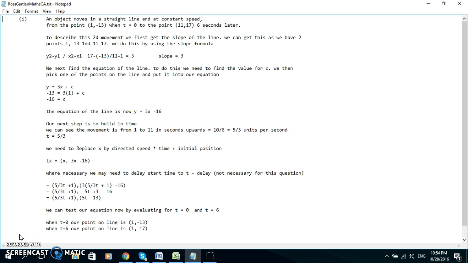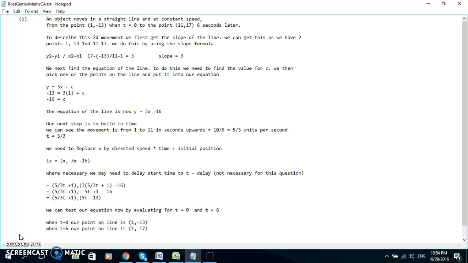of 3. We next find the equation of the line. To do this, we need to find the value for c. We then pick one of the points in the line and put it into our equation. So we can see that c is equal to minus 16, and now we have our equation of the line y is equal to 3x minus 16.